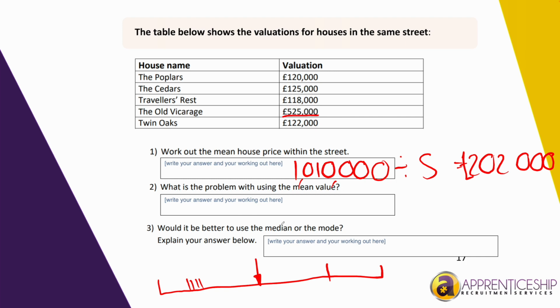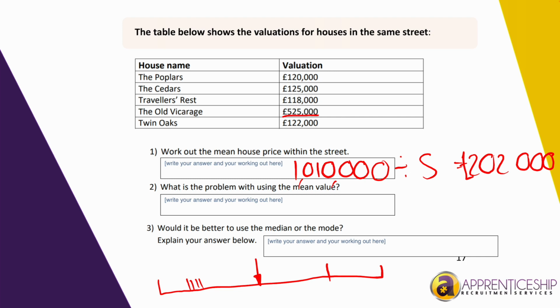Would it be better to use the median or the mode? Well, let's have a look. There isn't a mode, so we can't use the mode. But again, the mode may be skewed by bigger numbers. The median, on the other hand, doesn't take into account outliers.